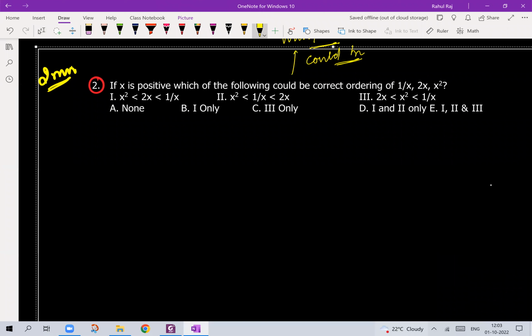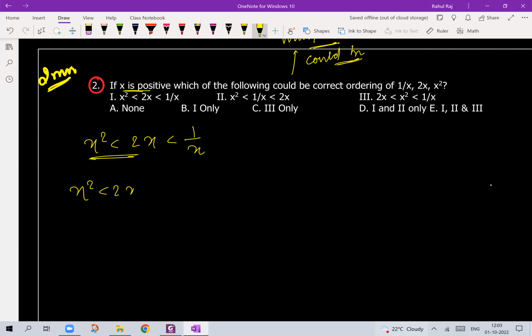If x is positive, my first statement is x square is less than 2x is less than 1 by x. Can I break this into two parts? x square less than 2x, or 2x is less than 1 by x. Now it is given to me x is positive, so I can do all the operations. If I cancel this, x is less than 2. Or if I cross multiply this, x square is less than 1 by 2.